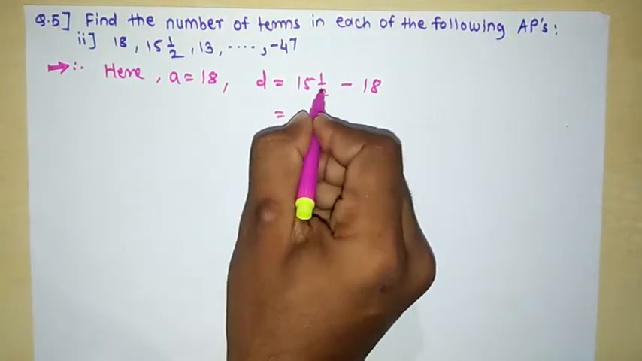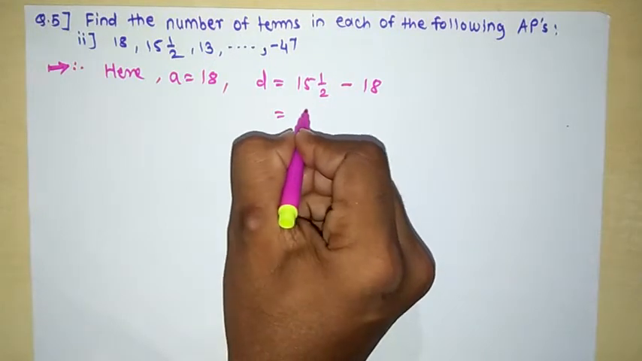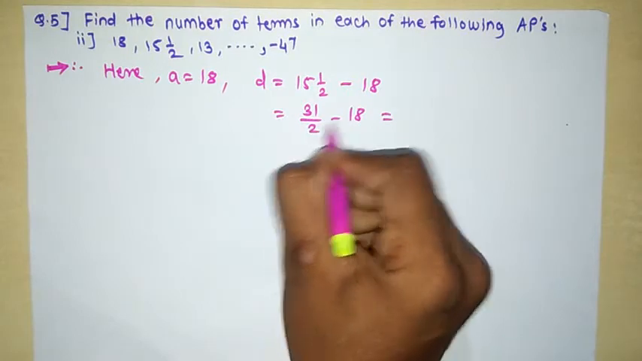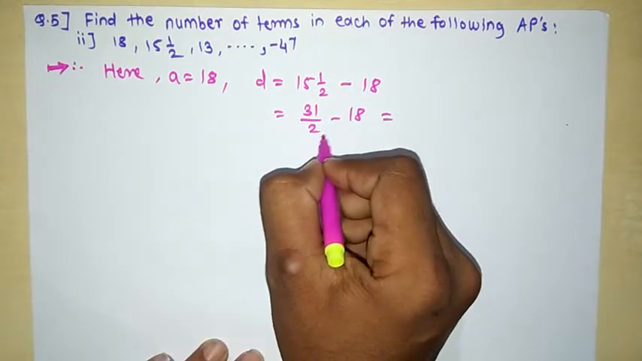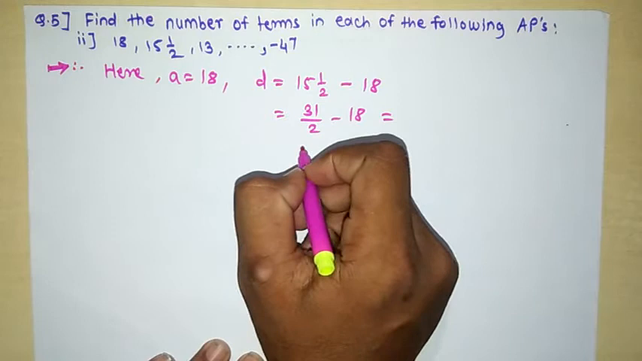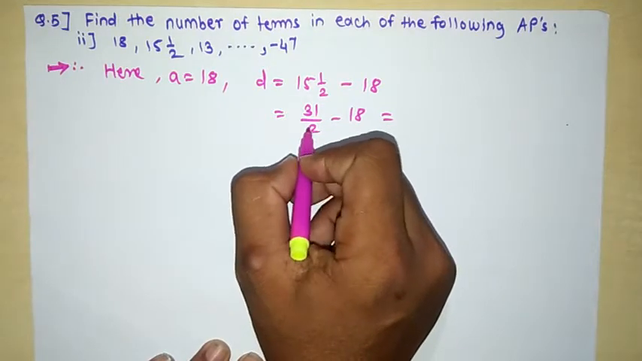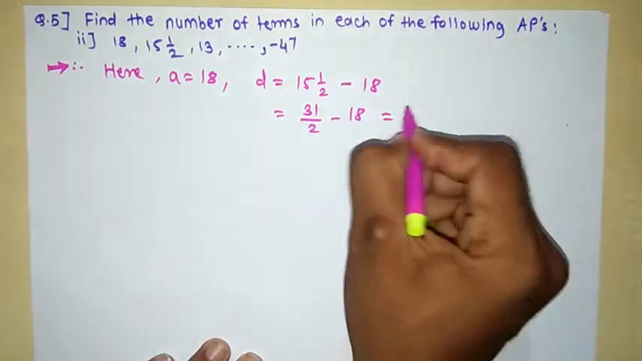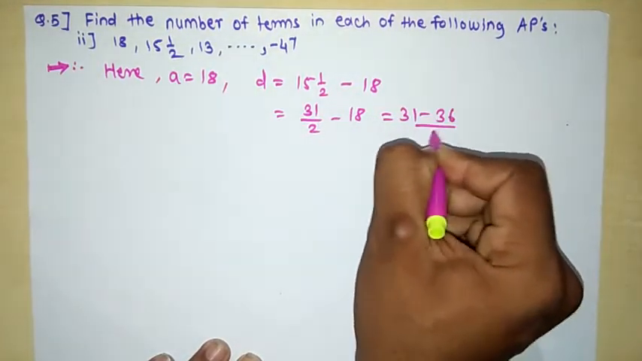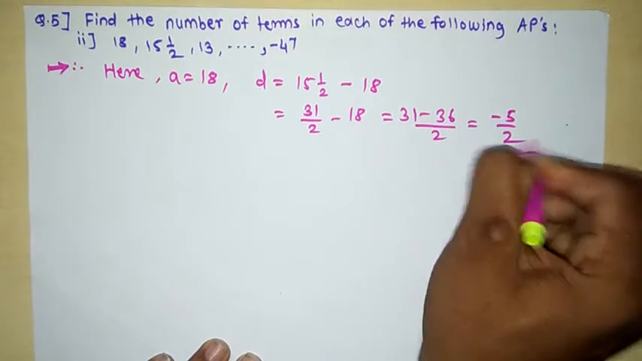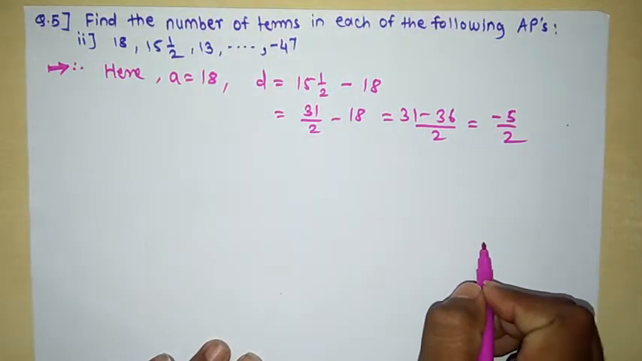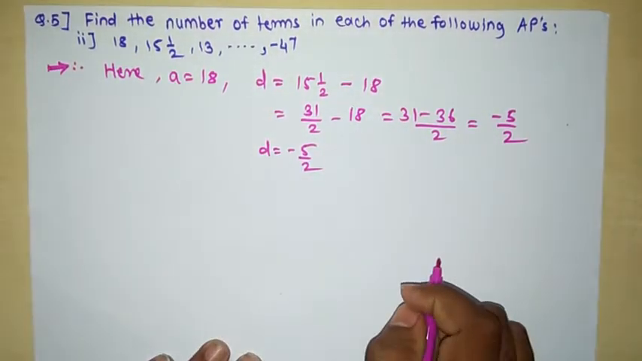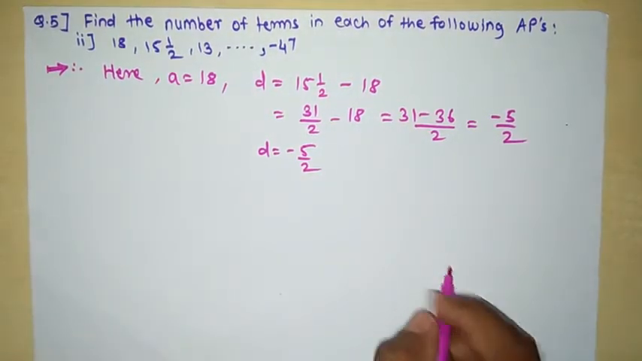15 and 1 by 2 means how much? 15 2s are 30. 30 plus 1, that is 31 by 2 minus 18, which is equal to 2 into 18. Cross multiplication. We have to solve this because denominators are not the same. Either you can use the LCM method or you can use cross multiplication. I will use cross multiplication here. 2 into 18, that is 36. 31 minus 36 divided by 2, which is equal to minus 5 by 2. Now here we got D is equal to minus 5 by 2. Common difference we got here is minus 5 by 2.